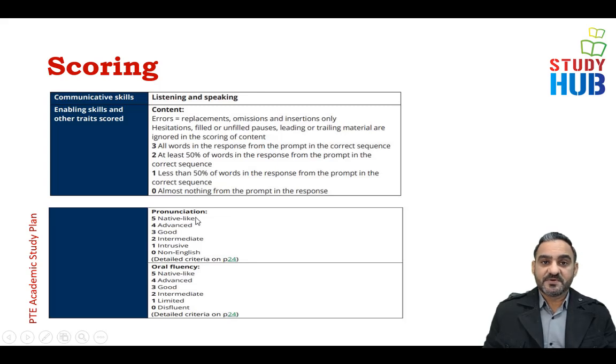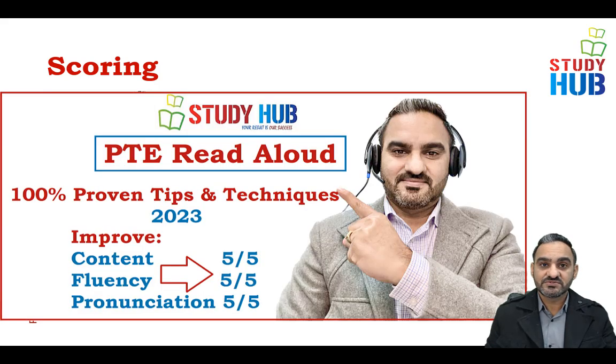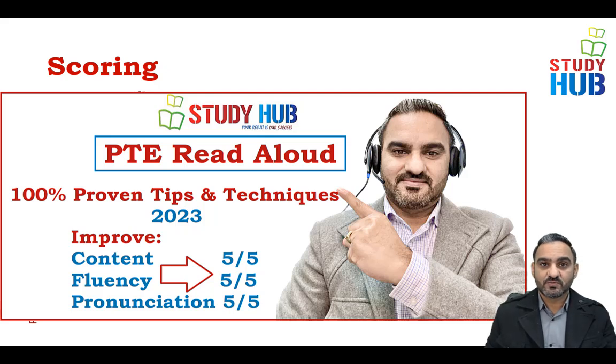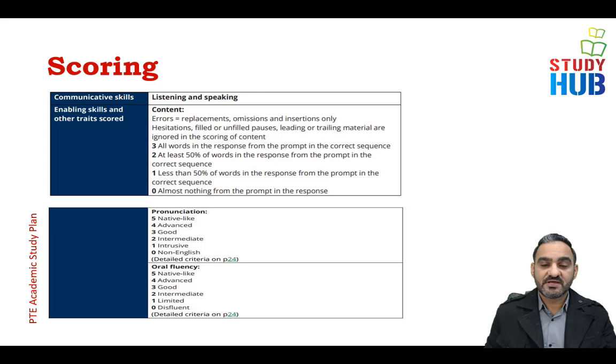Then you get a score for pronunciation. Pronunciation should be native-like. There is a difference between perfect pronunciation and perfect fluency, and native-like pronunciation and native-like fluency. If you want to understand this in a little more detail, you can watch our lecture on read aloud. I've given you a very good understanding of what the right fluency and native-like pronunciation are. But remember that it is not perfect pronunciation or fluency, it is native-like pronunciation and fluency.